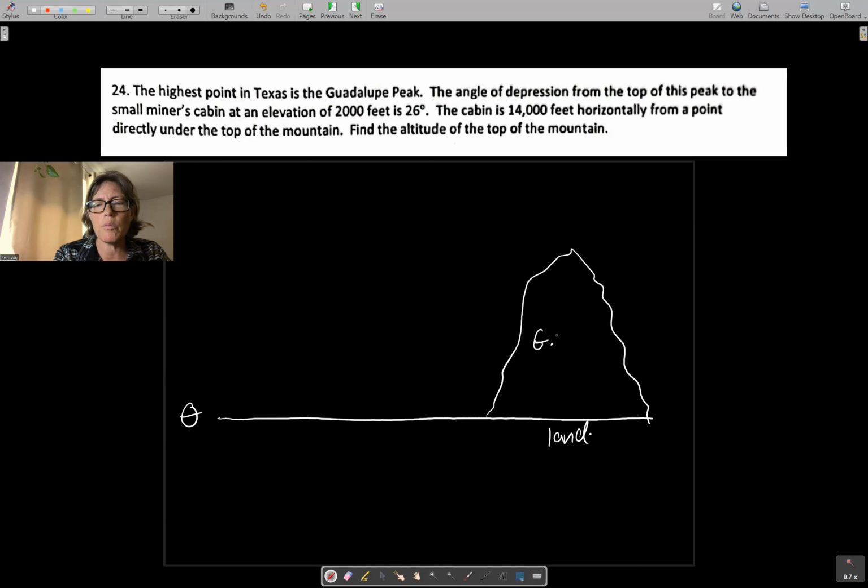This is Guadalupe Peak. Come up here, and as you account for stuff, we cross it out. The angle of depression from the top of this peak, so we're going to go from the top of the peak, and it's an angle of depression. So immediately, whatever we're doing, we know it's horizontal going downward.